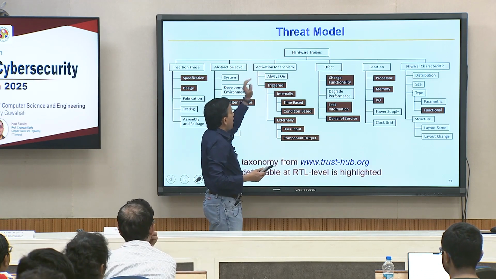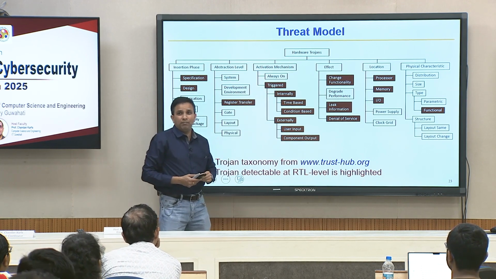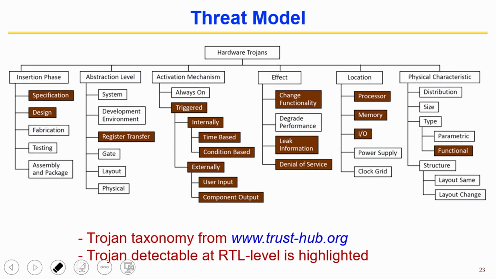Activation mechanism: how do they get activated? The trigger can be always on, I showed you an example, and then triggered, and there are more examples in the triggered category. Is it triggered internally or externally? Internally could be time based, condition based, something like that. We created the AND gate trigger, which is condition based. When a certain rare condition is true, then it gets triggered.